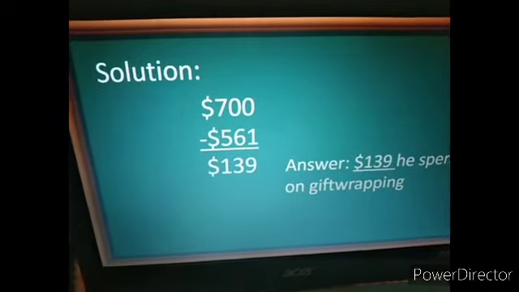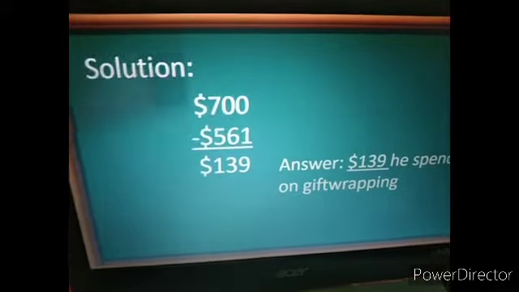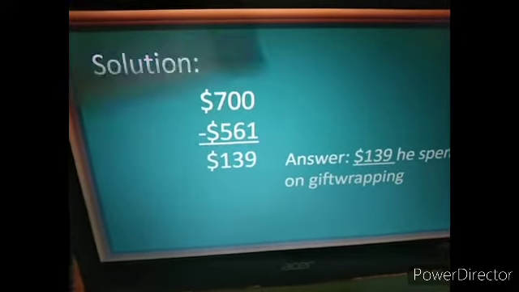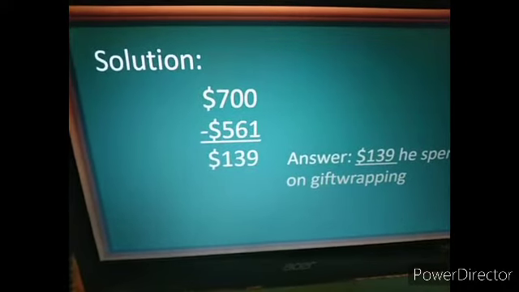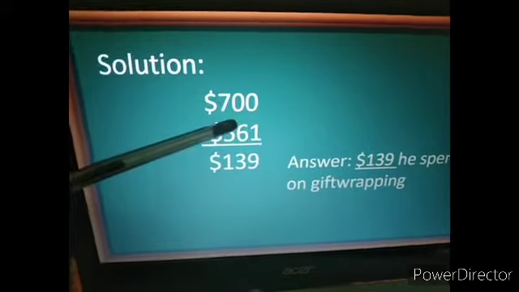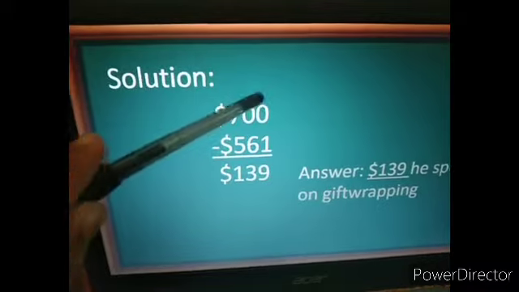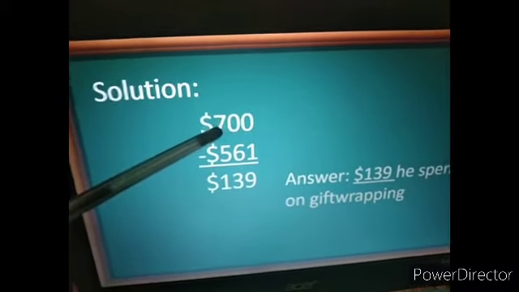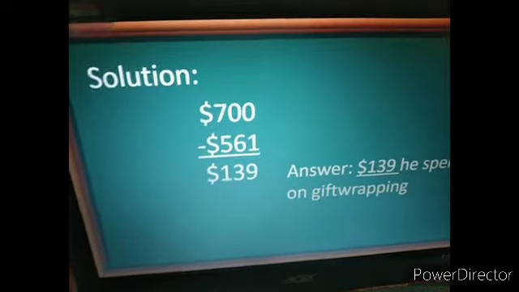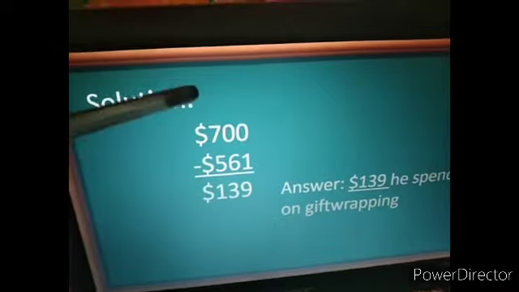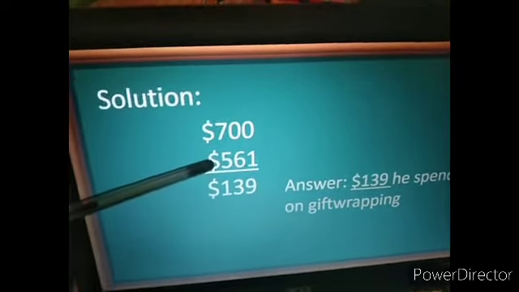So what we're going to do, instead of calling these 0 tens and 7 hundreds, we're going to call it 70 tens. Okay, 70 tens. So what we're going to do now is take one from the 70. When we take one from the 70, we'll cross it out.